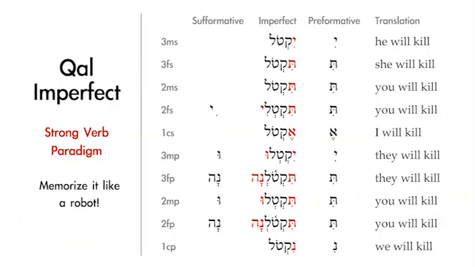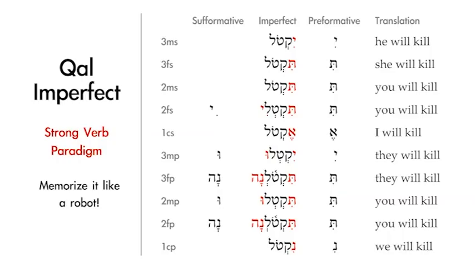Let's look together at the Qal imperfect strong verb paradigm, and once again, you've got to memorize this paradigm like a robot. We'll begin with the third person singular, move to the second person and then first person singular, and then on to the plural, third person, second person, first person. Remember that with Hebrew paradigms, we work from 3-2-1 singular, then 3-2-1 plural, which is different than English, where we normally work 1-2-3 singular and 1-2-3 plural.